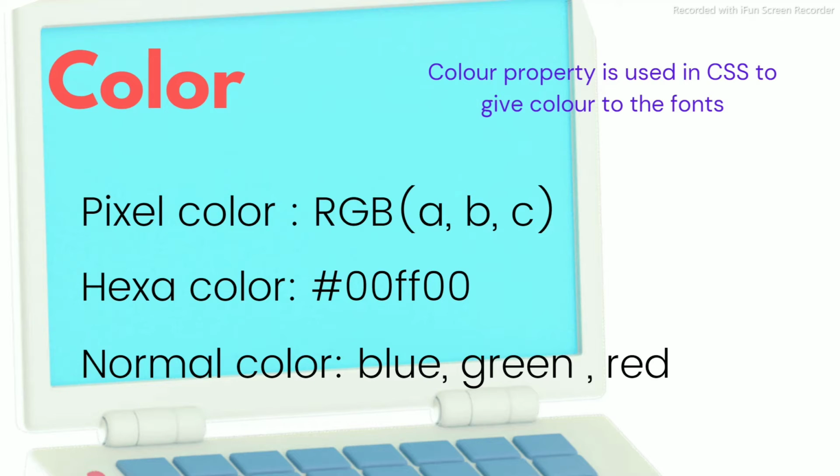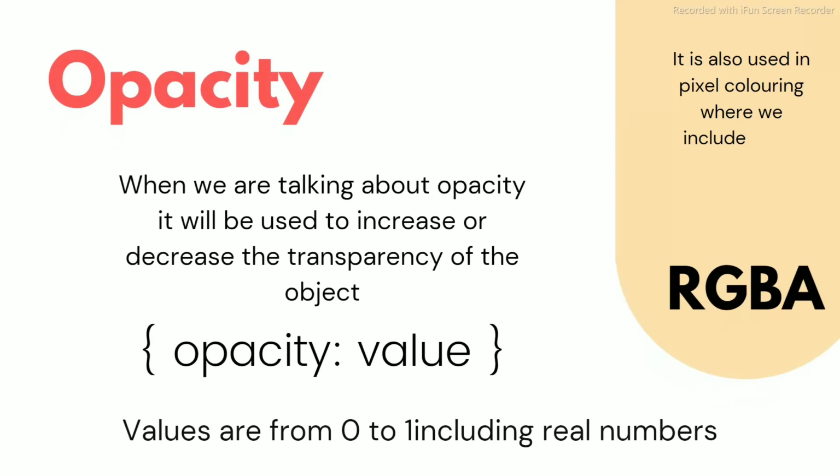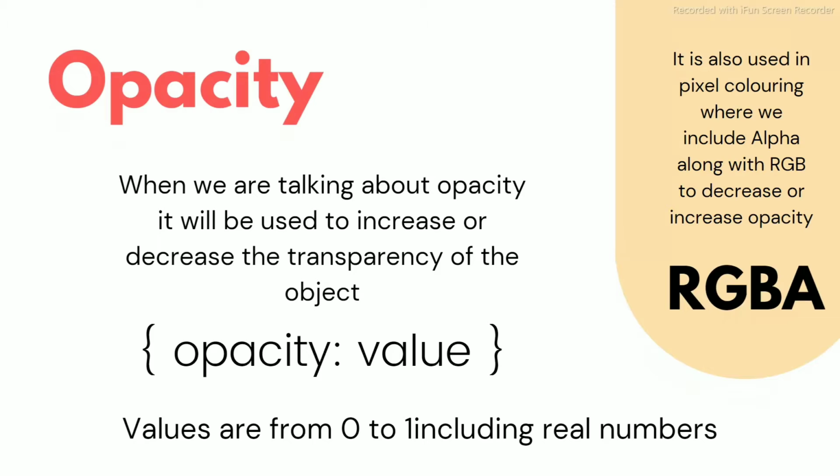Now we will go with opacity. Opacity is just like transparency. If we use more opacity, transparency will be 0. If we use less opacity, then transparency will be more. The text becomes transparent. For using opacity, we use the property opacity with values.